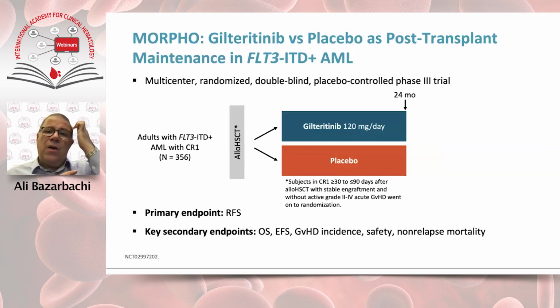Finally, a long-awaited randomized trial by the BMT-CTN group was the MORPHO trial that randomized gilteritinib versus placebo as post-transplant maintenance in FLT3 ITD AML. So this trial included 356 patients, randomizing for 24 months gilteritinib 120 milligram per day versus placebo. And inclusion criteria were subjects in CR1 more than 30 days, less than 90 days after allotransplant, with stable engraftment and without active grade 2 to 4 acute GVHD, went on to randomization.